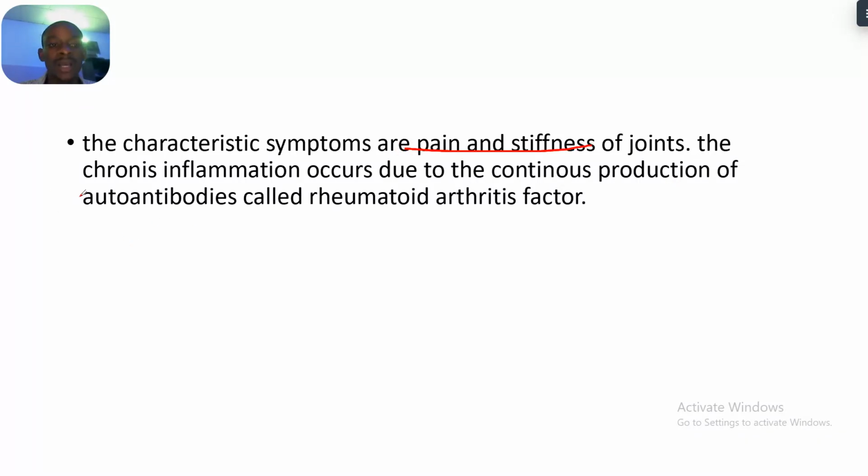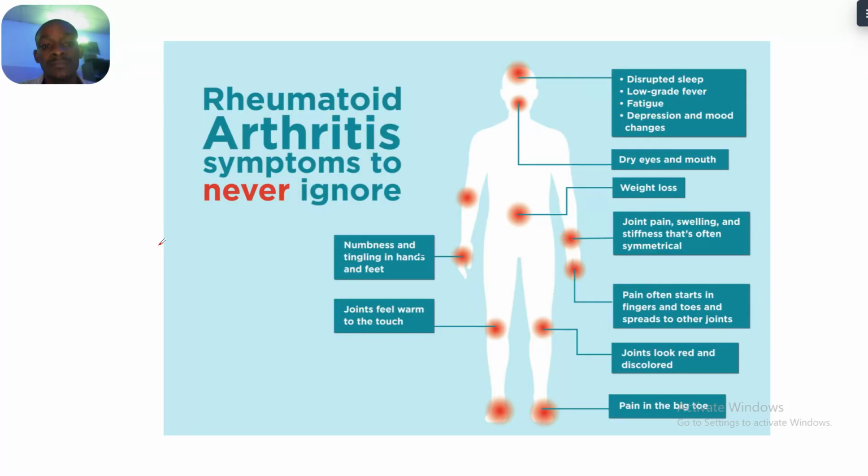The chronic inflammation occurs due to the continuous production of autoantibodies called what? Rheumatoid arthritis factor. This inflammation is maintained due to the continuous production of autoantibodies. Of course, you know that autoimmune disease is like the body attacking its own cells. So these are the autoantibodies in rheumatoid arthritis that cause the inflammation of the synovial lining.